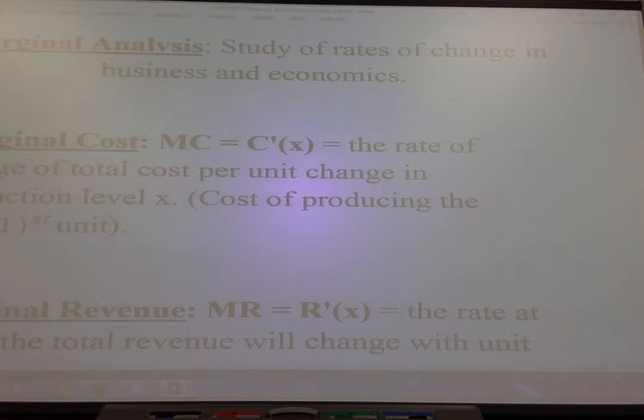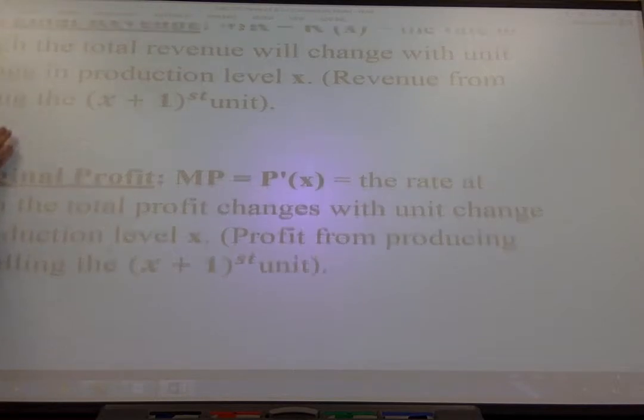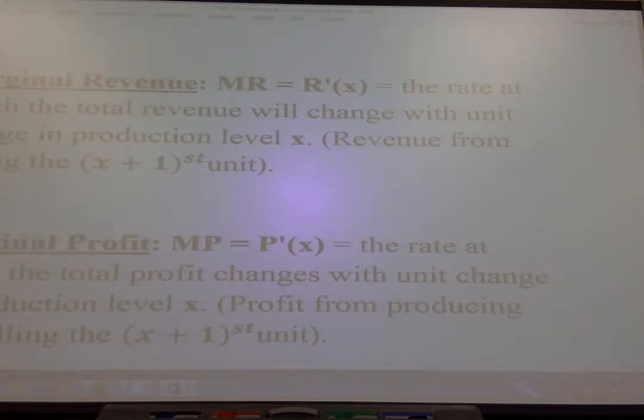Okay? Same thing for revenue. Marginal revenue, R prime of X, the rate at which the total revenue will change with unit change in production level X. Derivative of the revenue function. Revenue from selling the X plus first unit. So if I said find the marginal revenue at 50 units, when you found it, that would be the money they bring in from selling the 51st, the very next one after 50. Okay?